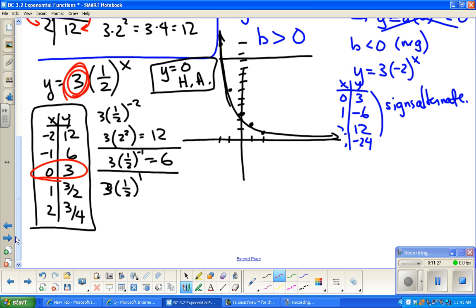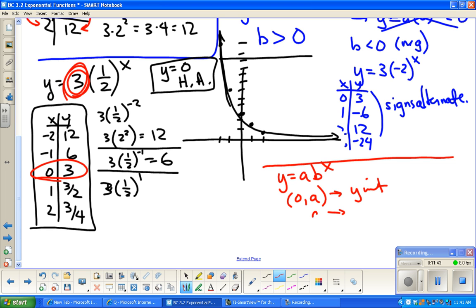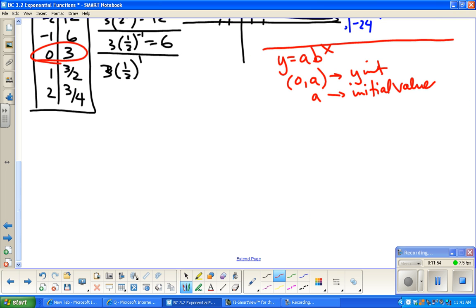Okay, quick little note. I'm going to write down a little list of things that you want to be able to note from this. If I'm looking at an equation, y equals a b to the x, (0, a) is going to be your y-intercept. A is also referred to as the initial value. And the reason it's called the initial value is oftentimes x is about time for exponential functions. If x is about time, then when time is 0, that's when we start out, the initial, the beginning. Y equals 0 is a horizontal asymptote for any equation in this form.